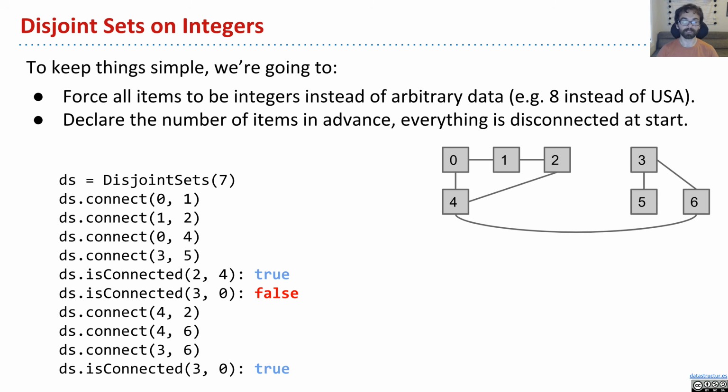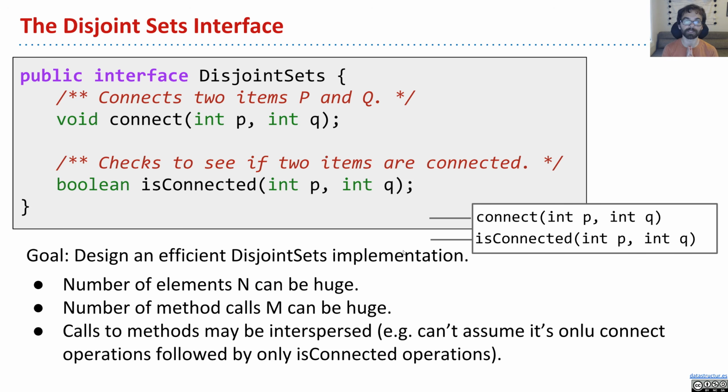Okay. So, how do we make this thing? What's it going to look like? Well, I do want to address the issue of we're going to ultimately be writing Java code. And so the interface we might have in Java would be something called DisjointSets that has a connect and an isConnected operation. And now our goal is to actually build the specific implementation of this DisjointSets interface.